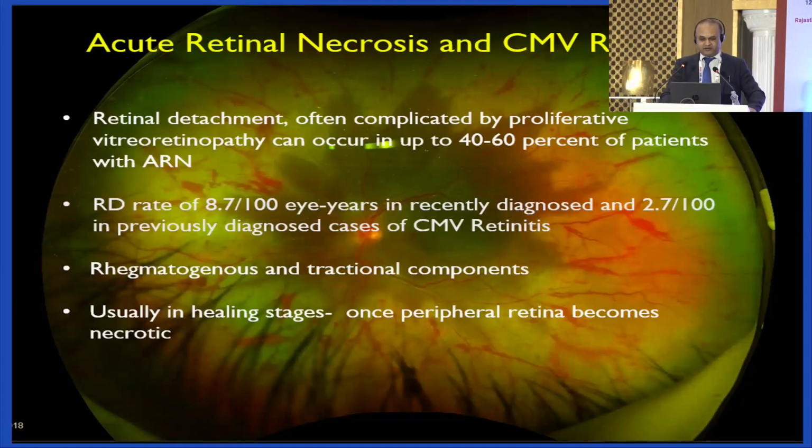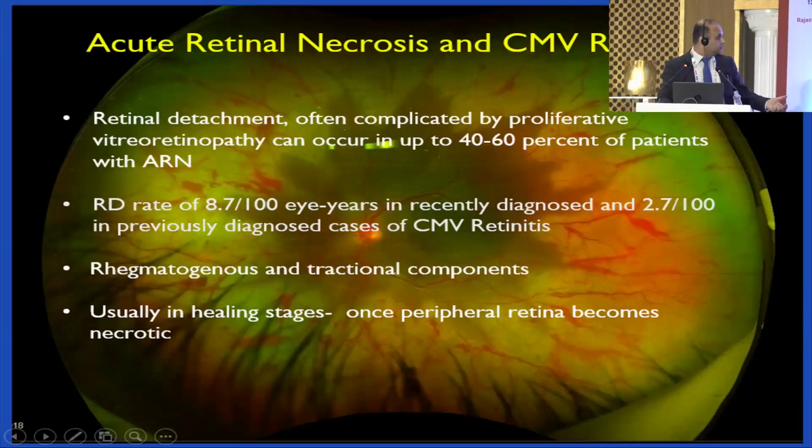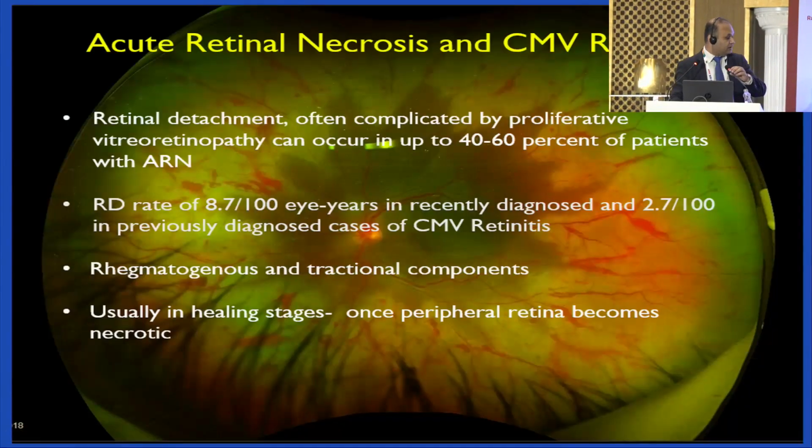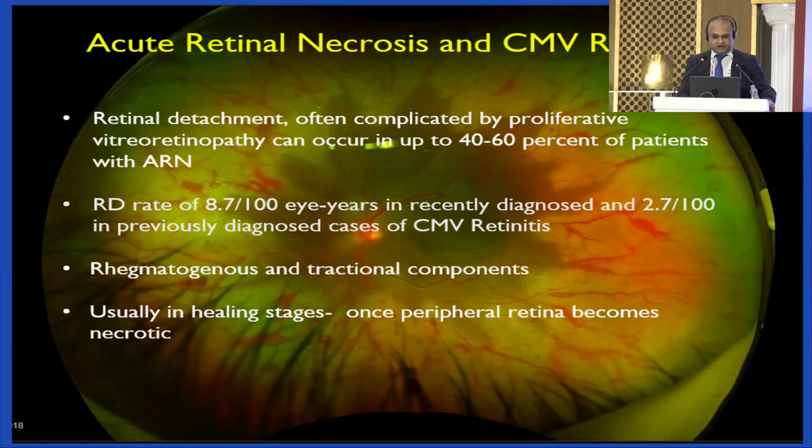I'll be talking about retinal detachments in viral retinitis, essentially acute retinal necrosis and CMV retinitis. Detachments in viral retinitis are a complication and can occur in nearly 40 to 60% of patients with ARN, and RD rates of 8.7 per 100 eye years have been documented in some studies for CMV retinitis. For both ARN and CMV, you can have a rhegmatogenous as well as a tractional component.